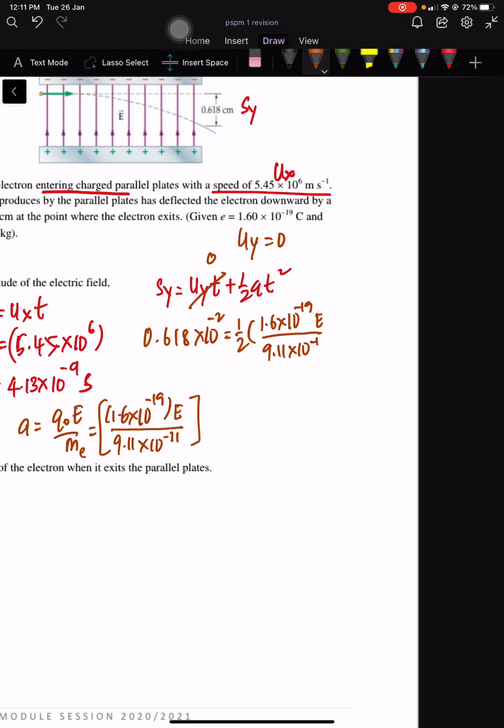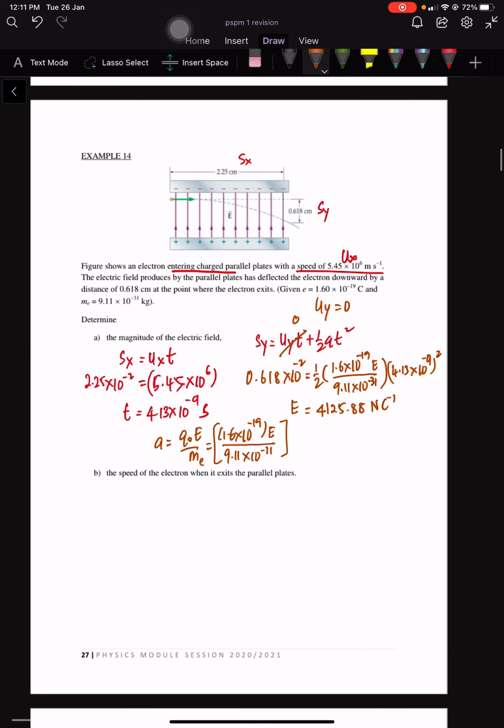Negative 31. Okay, so T means yang tadi 4.13 times 10 to the power of negative 9. Okay, power of 2. Okay, finally we get E is equal to 4125.88 N C negative 1. Okay, this is the answer. Okay, so next, the speed of the electron when it exits the parallel plate.